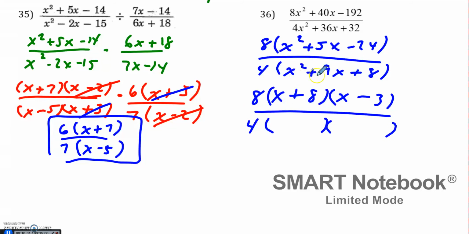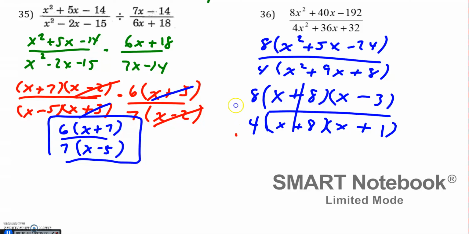Let me factor this piece. x times x is x squared. 8 times 1 is 8, and added together they are 9. So now that every plus or minus is in parentheses, I notice I can cancel out the x plus 8s.